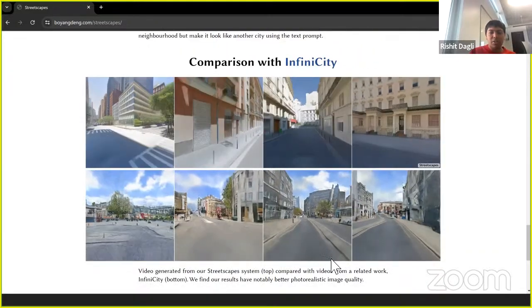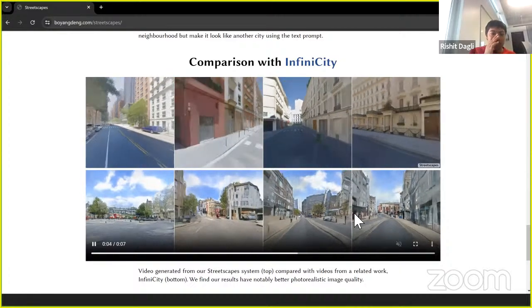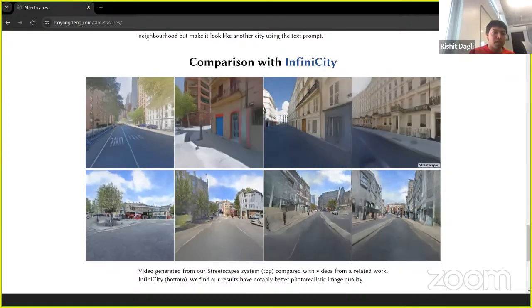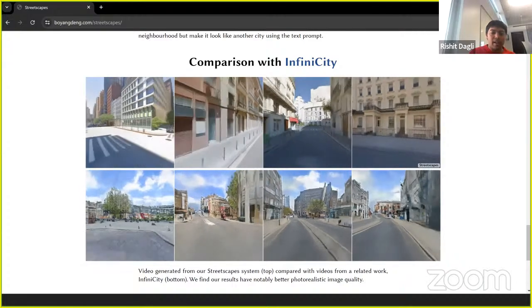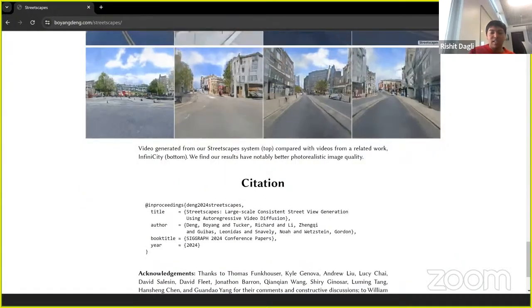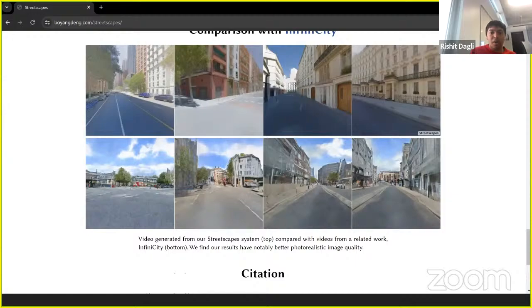Yeah, and then they also show a few comparisons with other methods of doing this. And I guess the results are pretty interesting to take a look at.